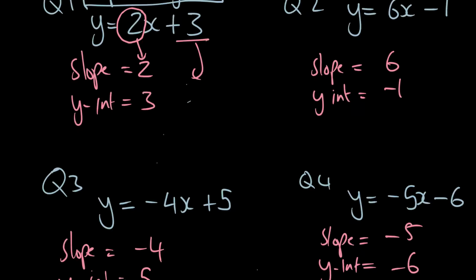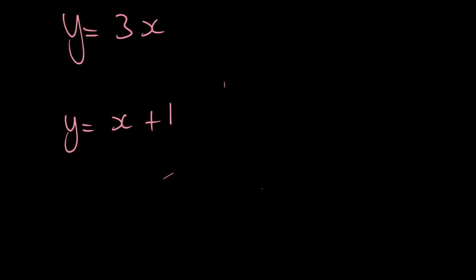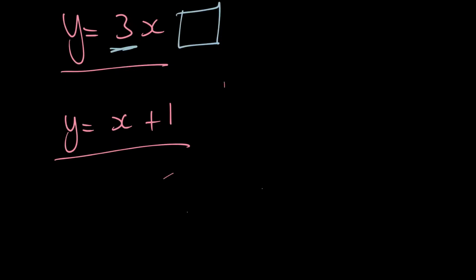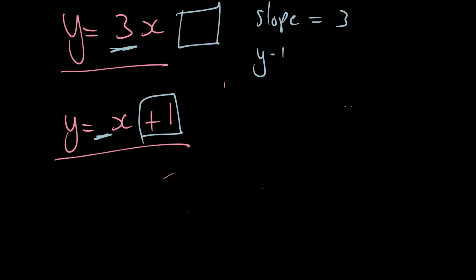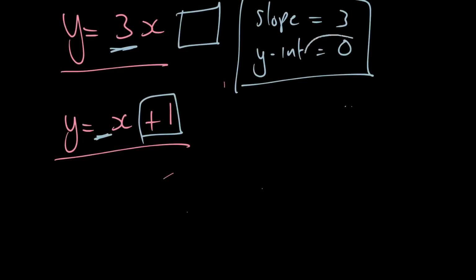Okay, one thing that you should remember is, if you have 2 graphs that look like this, where there is a number before the x but there is no number after the x, or where you have a number after the x but there's nothing before the x, then here the slope equals 3 and the y-intercept is equal to 0. Remember that it's 0 here because there's no number. It's the same as saying 0.